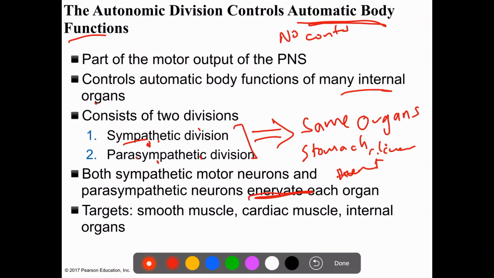However, they act in opposition to each other. One would activate, the other one would inhibit, and so on. So they are working against each other, and we will understand shortly why that is.